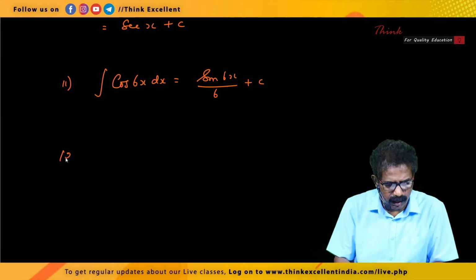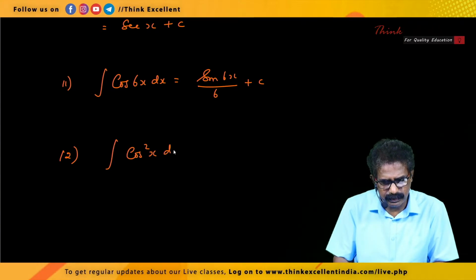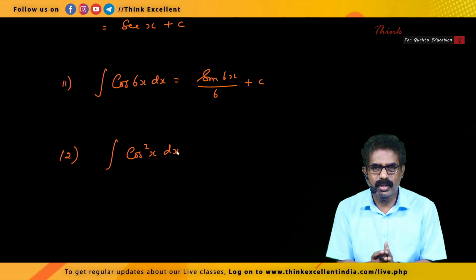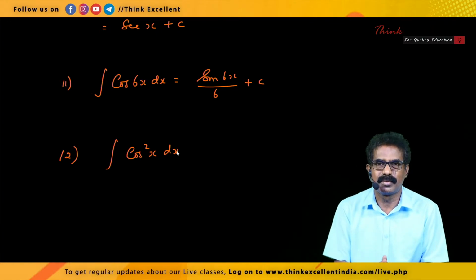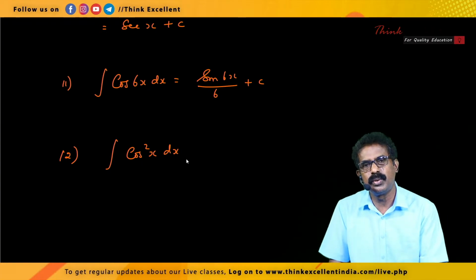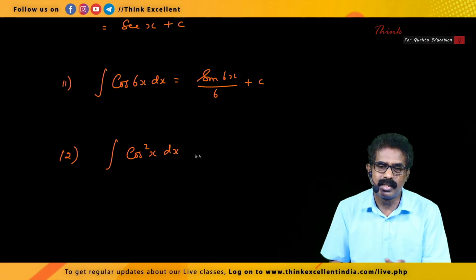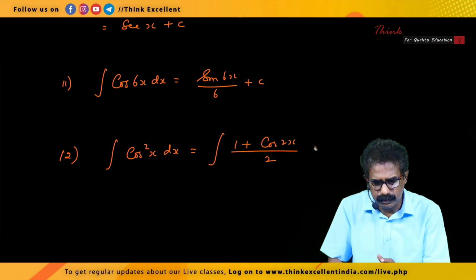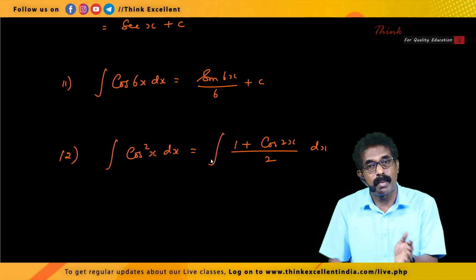See question number 12: integral cos square x dx. Here you cannot use x raised to n. You can't write it as cos cube x by 3. So here you need the formula you studied in trigonometry. While teaching trigonometry, I explained: cos square x is 1 plus cos 2x by 2, and sin square x is 1 minus cos 2x by 2.